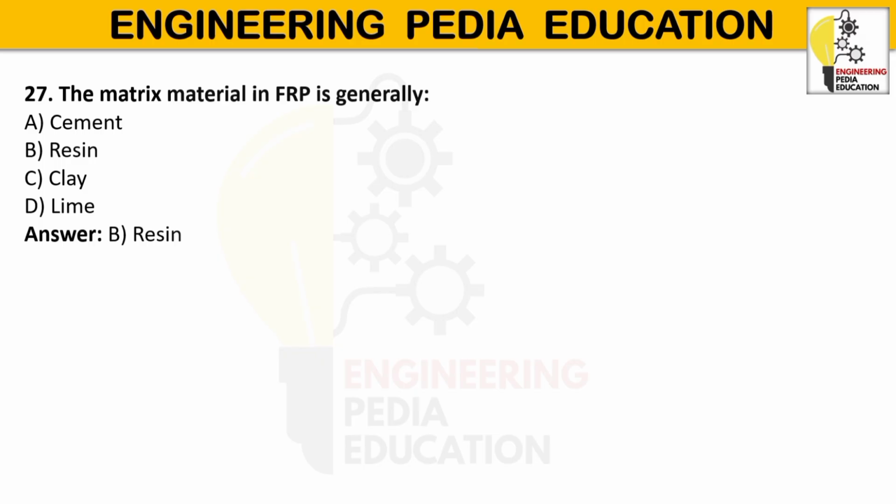In FRP, the matrix material is the continuous phase that surrounds and binds the reinforcing fibers together. While the fiber provides strength and stiffness, the matrix holds the fibers in place, transfers load between them and protects them from moisture, chemical and physical damage. A matrix is usually made of polymer resin such as epoxy, polyester or vinyl ester.